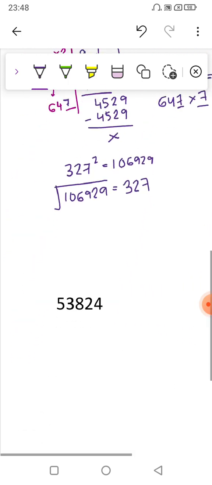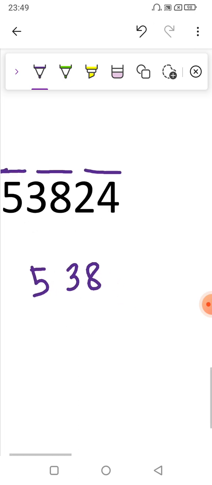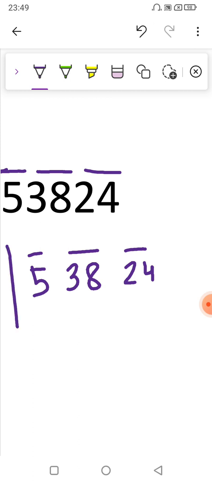Now we're going to move to another question, C, that is 53824. We will follow the step, that is start from the right, move towards the left, start making pairs of numbers. The first pair will be 2 4, the next pair will be 3 8, and 5 remains all alone. So that's not an issue. We are going to write it as it is. So 5 is the first number, then 3 8, and then 2 4 is the next pair. So this is how it will look.